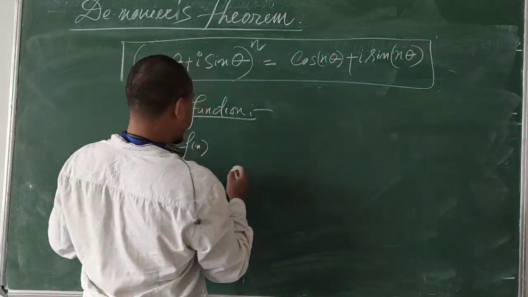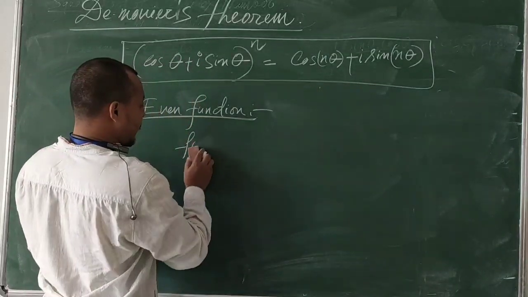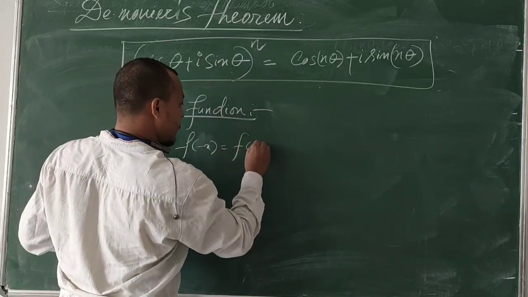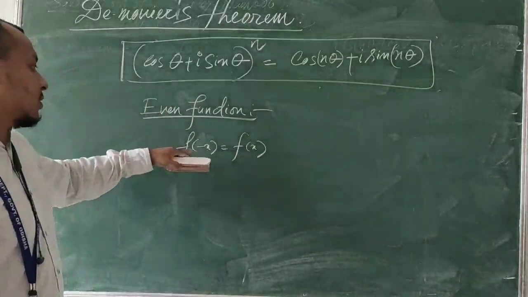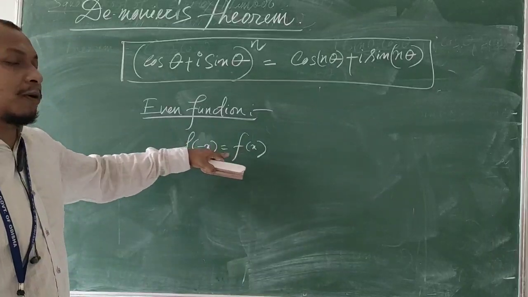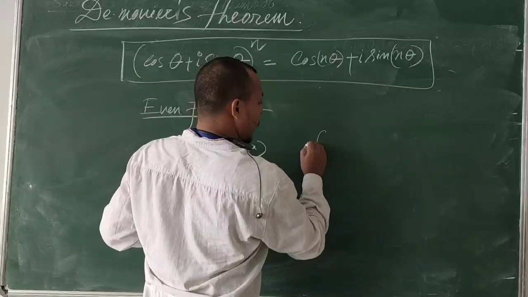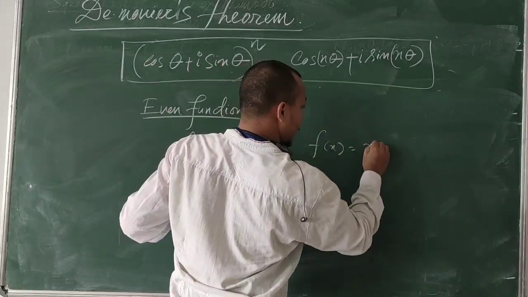Suppose I am going to give here, suppose this one. f of minus x is equal to f of x. If this is the phenomenon, if this kind of property of the function holds, it is called an even function. Suppose I am going to give an example. f of x is equal to x square.